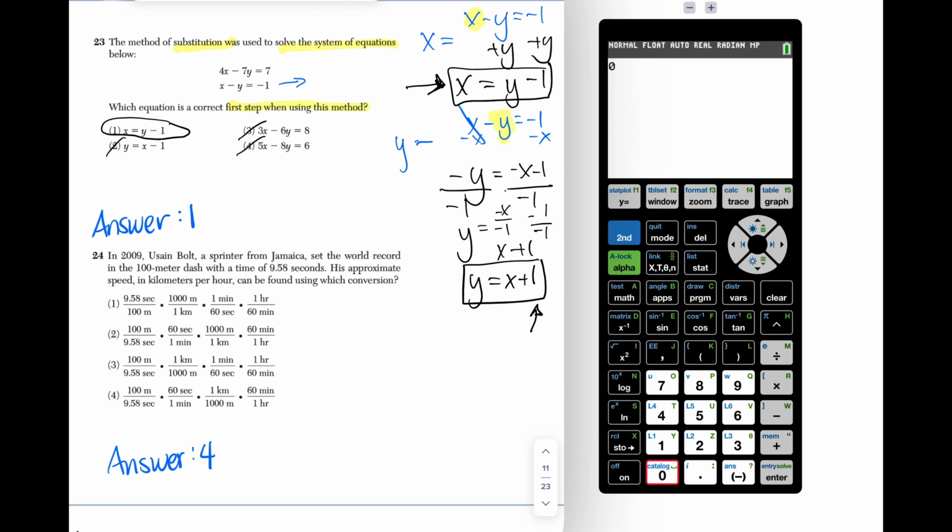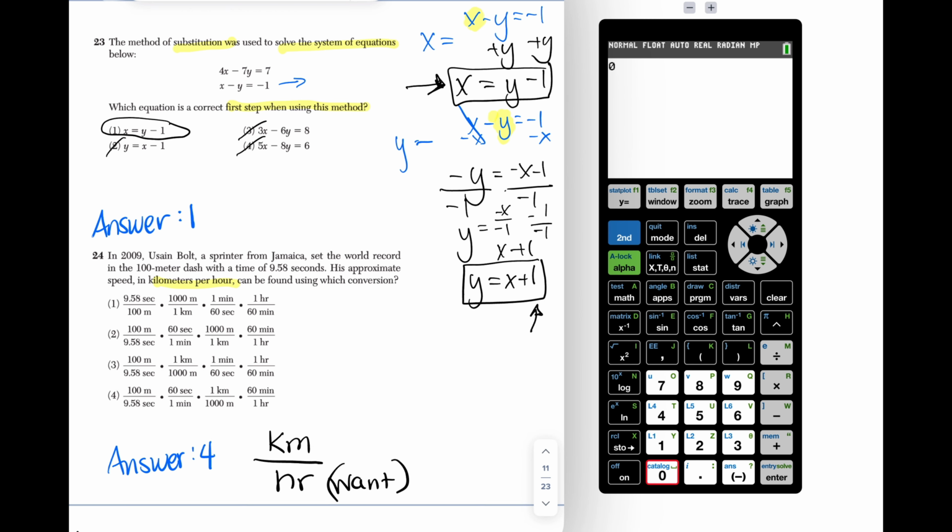All right, and now the last one is actually my favorite, dimensional analysis, because this one doesn't really require math. It just requires us to know that when we're dividing a unit by itself, we get 1. So let's look at what they want here. In 2009, Usain Bolt, a sprinter from Jamaica, set the world record in the 100-meter dash with a time of 9.58 seconds. His approximate speed in kilometers per hour can be found using what? So I want kilometers over hours. This is what we want to happen.